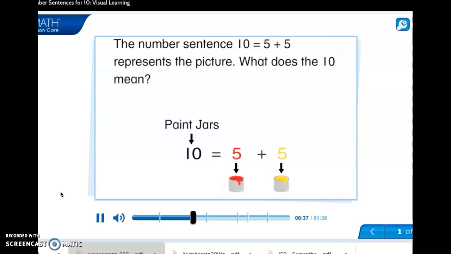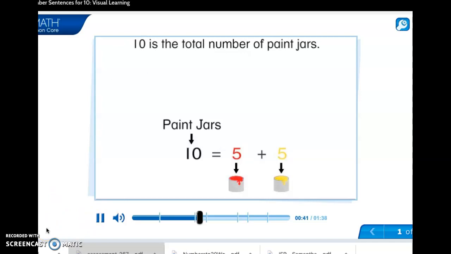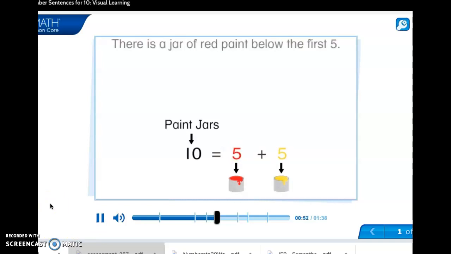What does the 10 mean? 10 is the total number of paint jars. What does the first 5 mean? There are 5 jars of red paint. How do you know? There is a jar of red paint below the first 5.